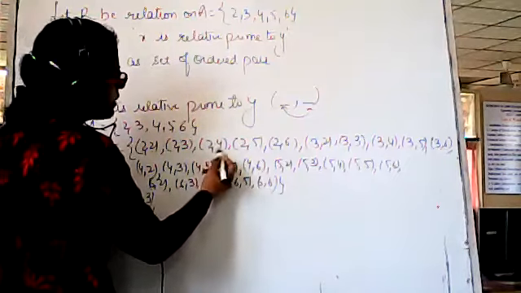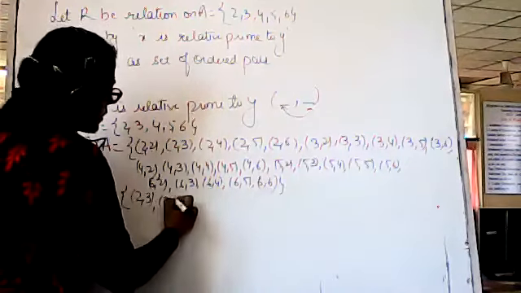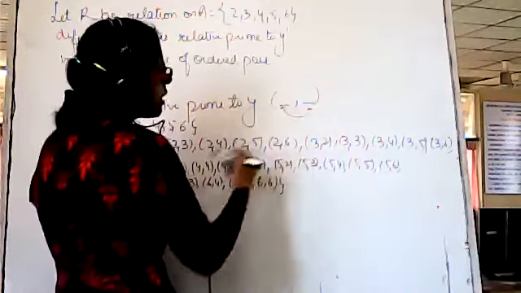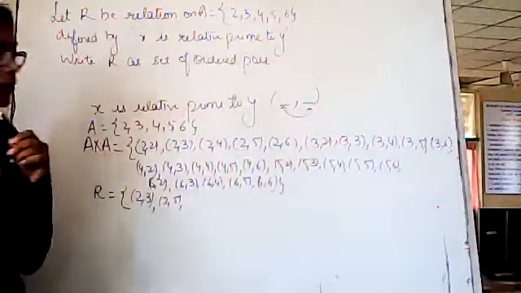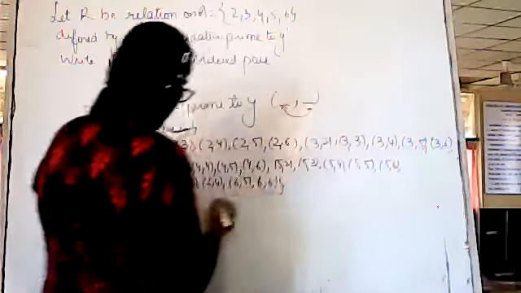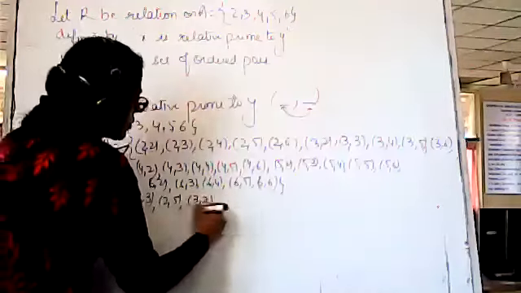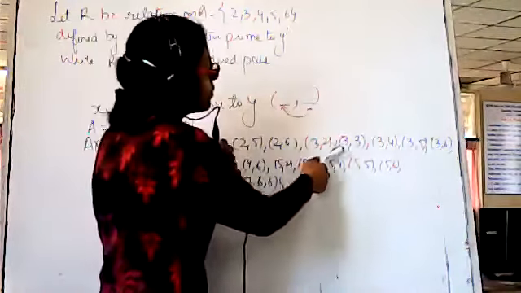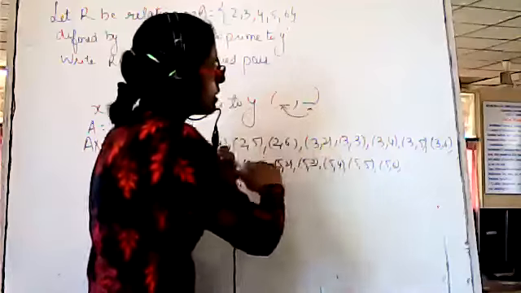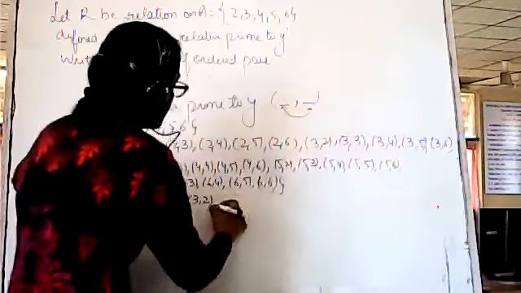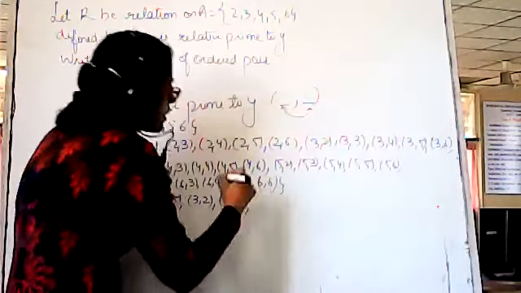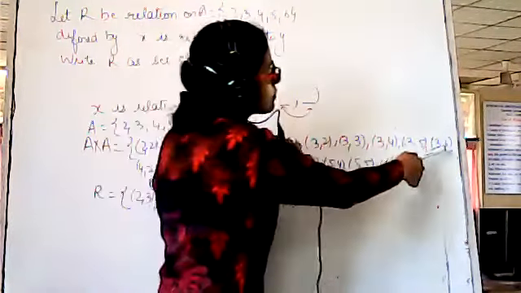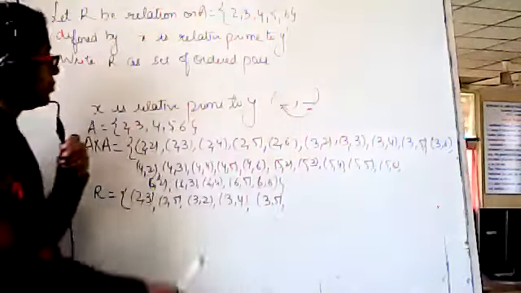2 is common between these two. 2, 5. Nothing is common between these two. 2, 6. 2 is common. It is divisible by 2. Both of them are divisible by 2. After that 3, 2. Nothing is common between these two. 3, 3. Again 3 is common. Both of these elements are divisible by 3. After that 3, 4. Nothing is common. 3, 5. Nothing is common. 3, 6. 3 is common between these two.